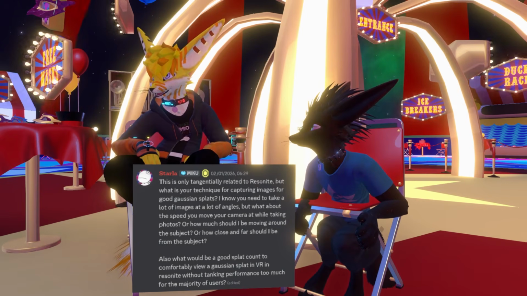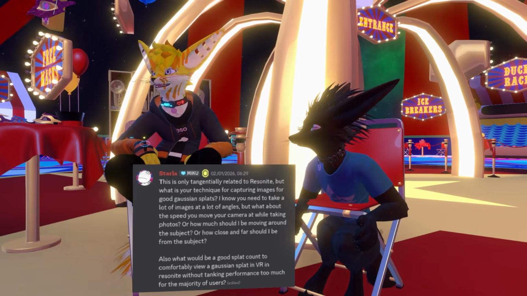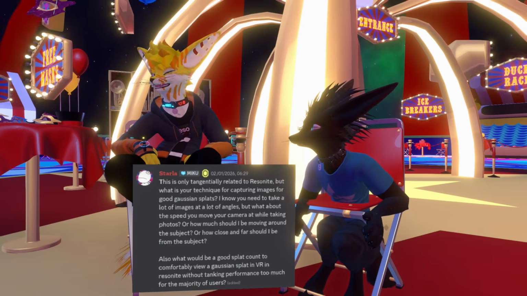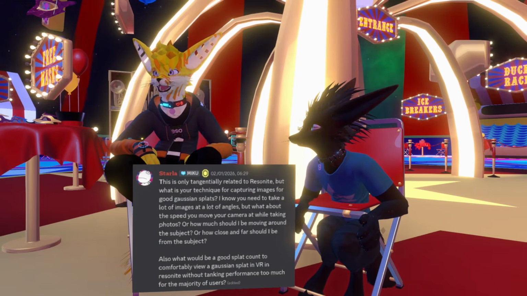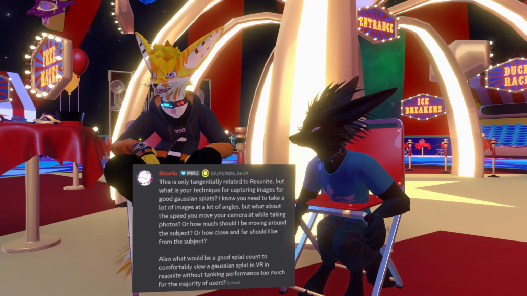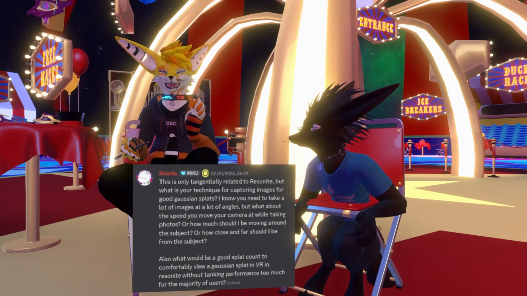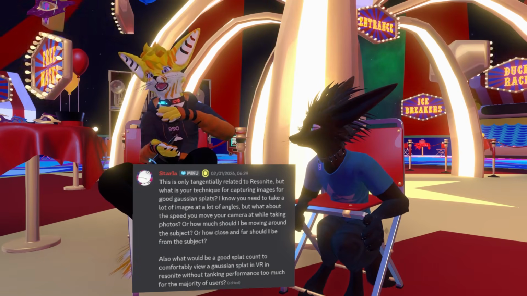For the other part of the question, what would be a good splat count for comfortable viewing of Gaussian splats in VR? I would probably recommend not more than 500,000 splats. Keep it in the hundreds of thousands. Once you get into 1 million, 2 million, 3 million, it does get heavier. But it's not that simple. A huge factor with Gaussian splats is how big the splats are.